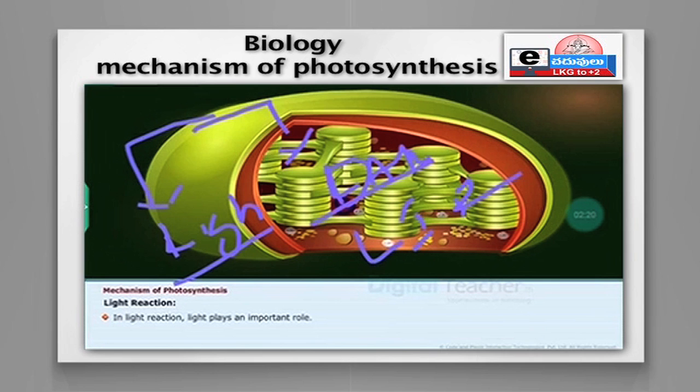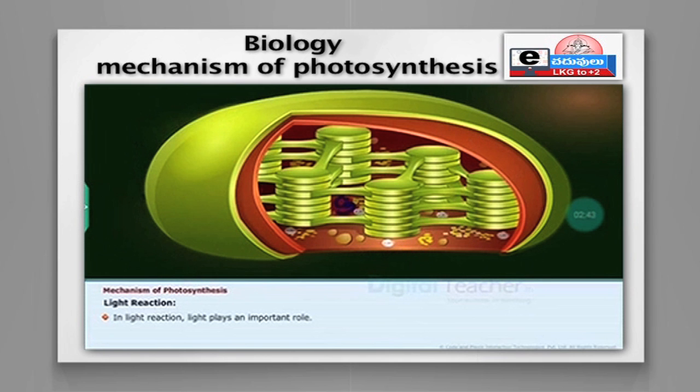The light reaction is the light dependent reaction. That means this reaction takes place only in the presence of light. And the light independent reaction or dark reaction does not depend upon light. Even in the absence of light, this mechanism can start. So in the mechanism of photosynthesis, there are two steps: one is the light reaction, another one is the dark reaction. The first one is the light reaction.